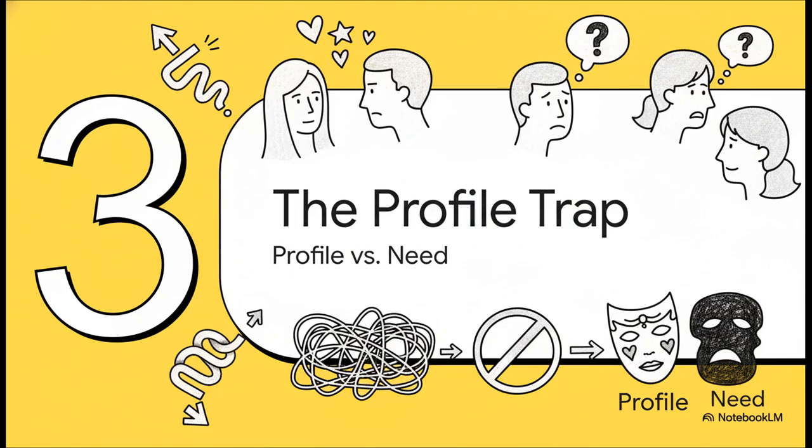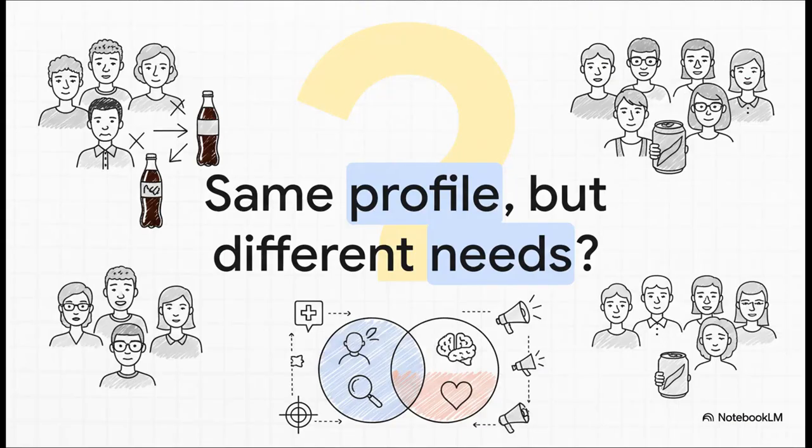But, and this is a huge but, here is the trap. This is where so many smart, well-intentioned marketing strategies just completely fall apart. It is so easy to fall in love with your beautifully crafted profile and totally forget the underlying need it was supposed to represent in the first place. Seriously, just think about it. The demographic label millennial is massive. Do all millennials want the same soft drink? Of course not. And on the flip side, you can find diehard Pepsi fans in every single generation, from Gen Z all the way to boomers. A profile by itself can be really misleading.